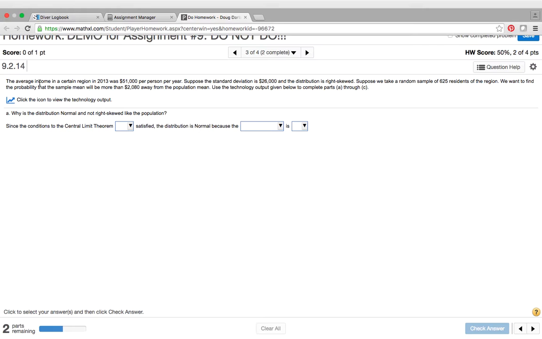All right, so the average income of a certain region in 2013 was $51,000 per person. The standard deviation is 26,000. Distribution is right skewed. Suppose we take a random sample of 625 residents. So we've got a random sample, good. 625, bigger than 25 or 30, good. We want to find the probability that the sample mean will be more than 2,080 away from the population mean. Use the technology output below to complete parts A through C.